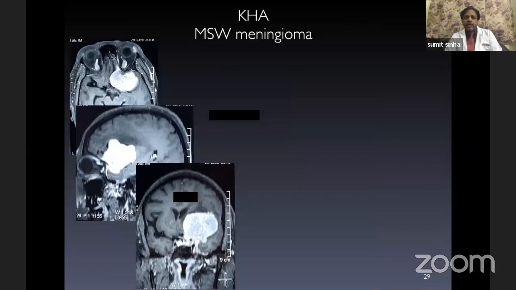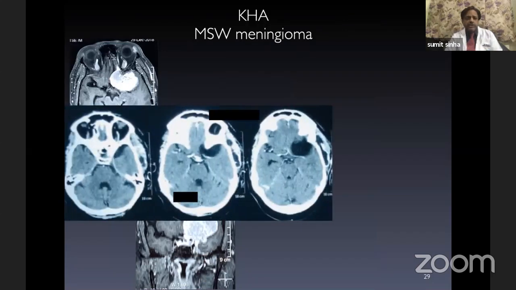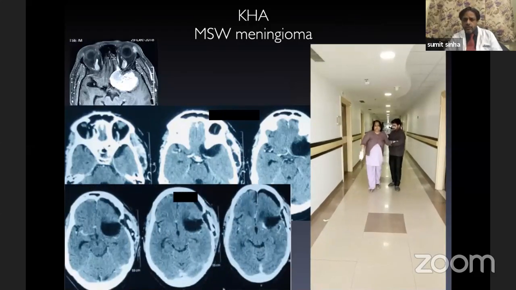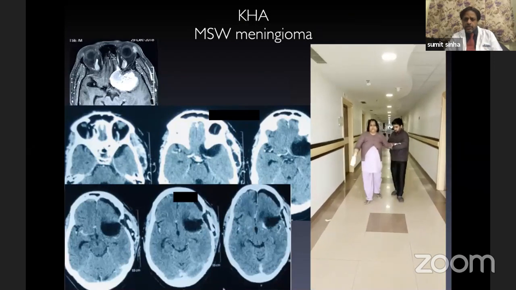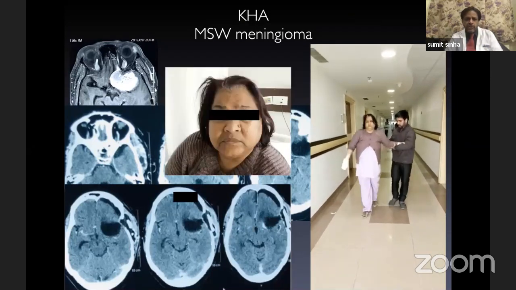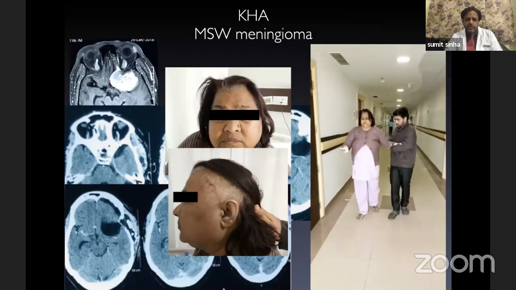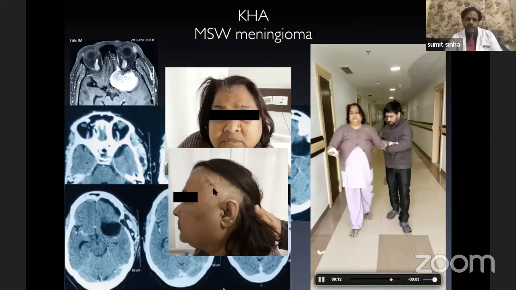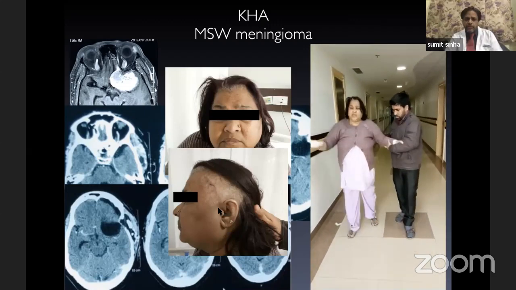Medial sphenoid wing meningiomas, yes, mini-pterional craniotomy. Now this was one such meningioma which came to me. This is the immediate post-operative CT scan, which shows complete tumor excision. And this is the patient walking with some support one day after the surgery. And you see the picture of the same patient in the follow-up. The scar is hardly visible.